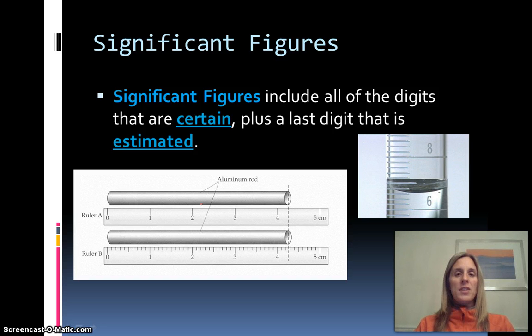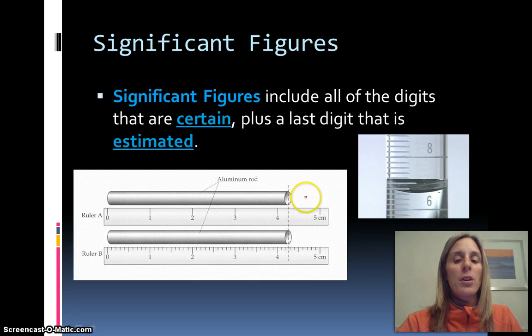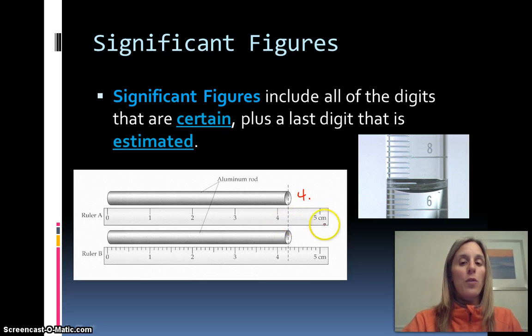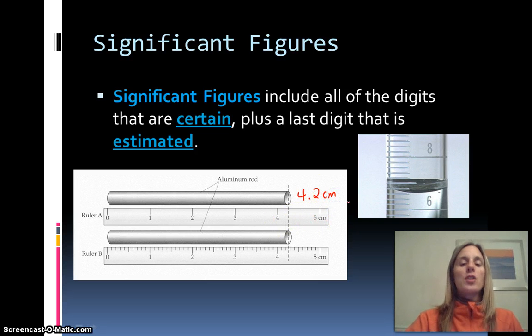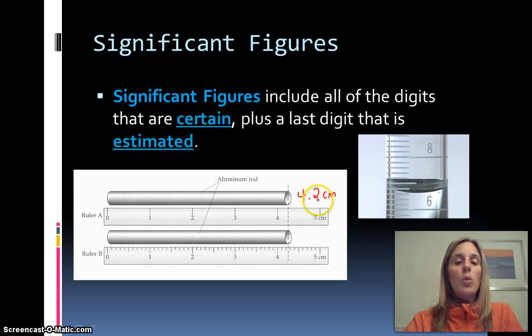A significant figure is going to be from a measurement that includes all numbers that are certain plus one digit that's estimated. So just a quick reminder from measurement, if we look at ruler A, our certain number is going to be the one spot. Because our aluminum rod falls between 4 and 5, we know our certain number is 4. Our estimated number comes in the estimation between the 4 and the 5. So we could estimate this as 4.2, 4.3. So our significant figures would be 2 in this measurement because we have our number 4 that is certain and our number 0.2 that is estimated.